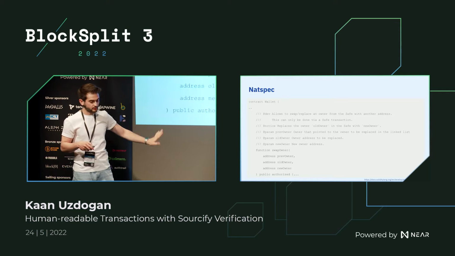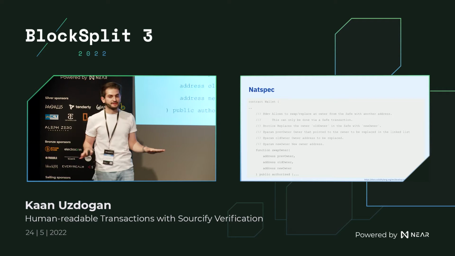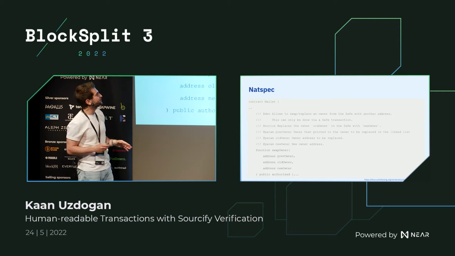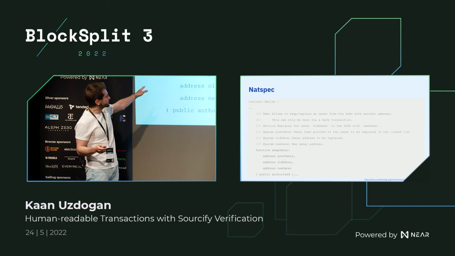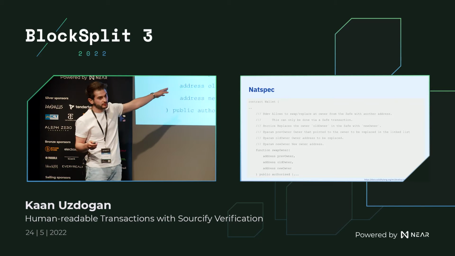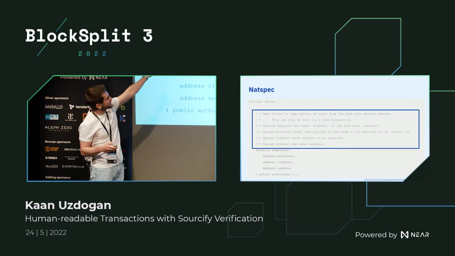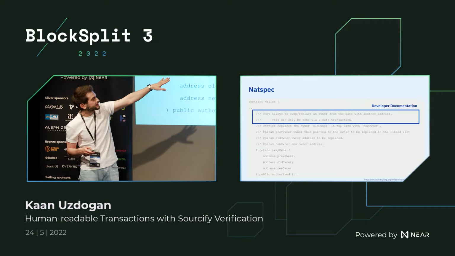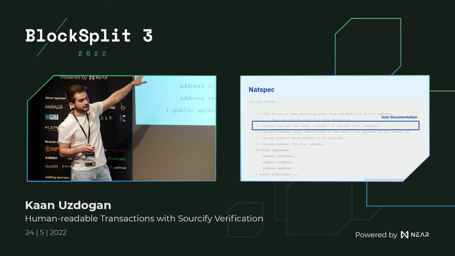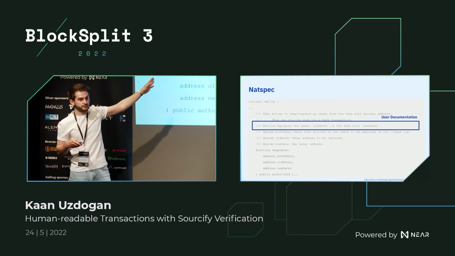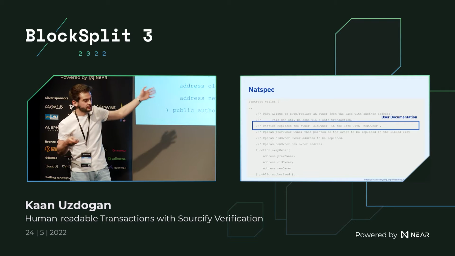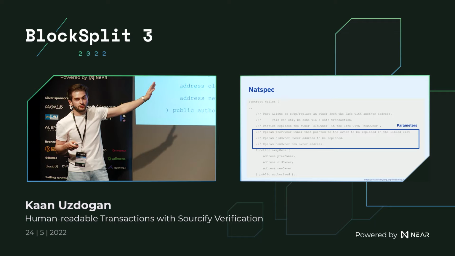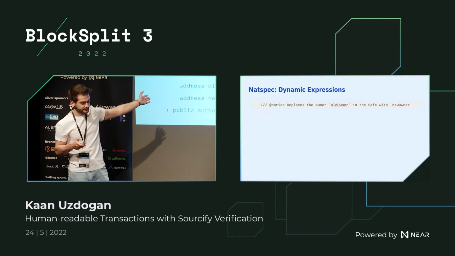Let's look at this in an example. I like looking at examples better than direct documentation. So we have a Solidity function here called swap owner. And here we have the NatSpec documentation in the comment field. So we have the developer documentation. We have the user documentation explaining to the user what it does in plain terms, and documentation for the parameters.